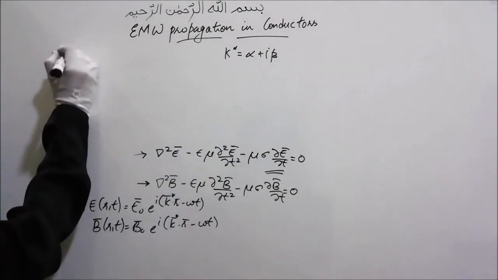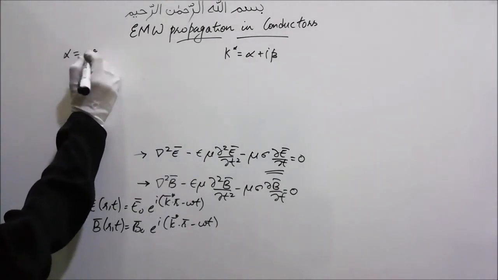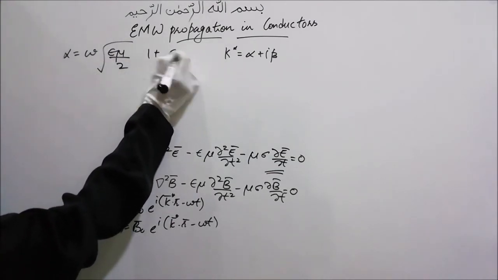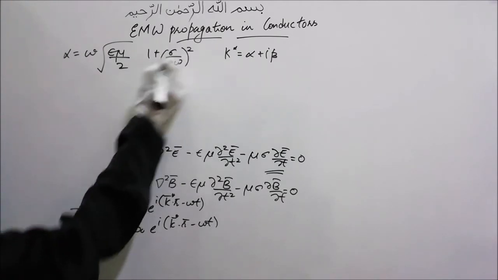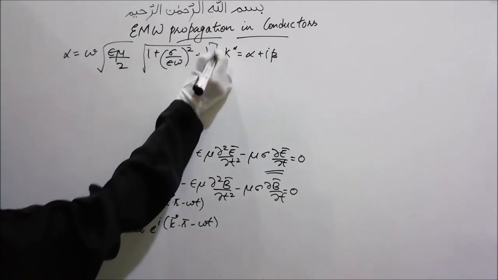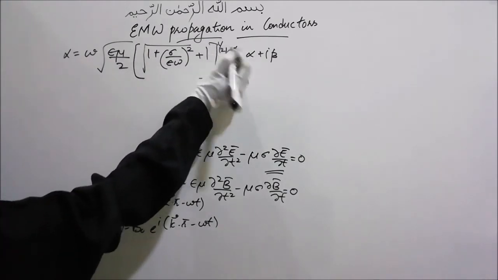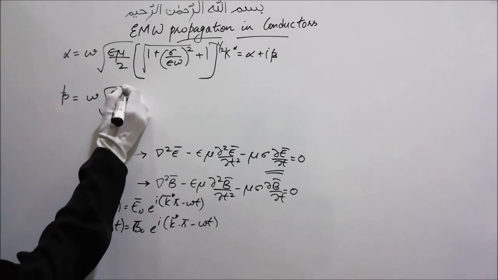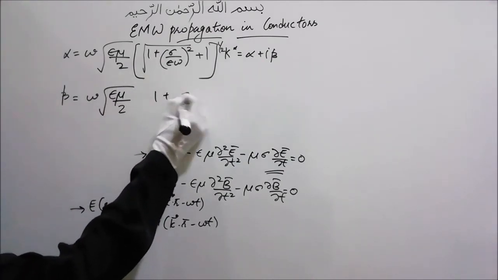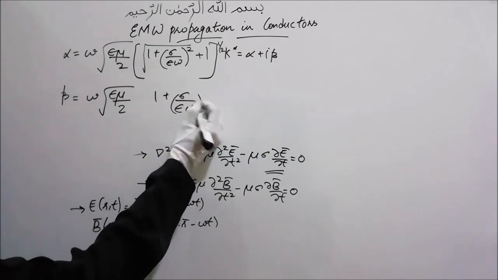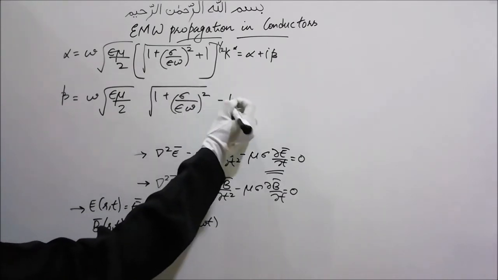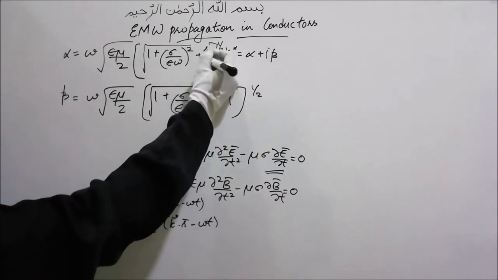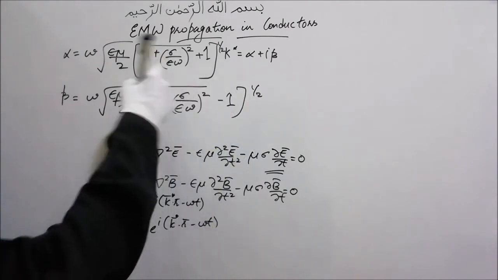So what are alpha and beta now? You have to remember these formulas. Alpha is omega root of epsilon mu by 2 times, 1 plus sigma upon epsilon omega the whole squared, square root, plus 1, the whole raised to half. And beta is equal to omega root of epsilon mu by 2 times, 1 plus sigma upon epsilon omega the whole squared, square root, minus 1, the whole raised to half. Here we had plus 1, here we have minus 1. That is the only difference between alpha and beta.